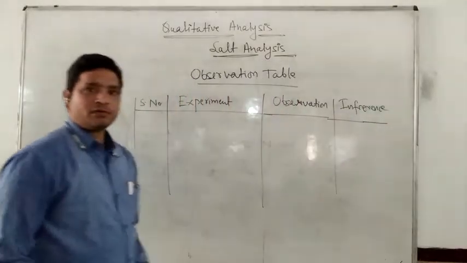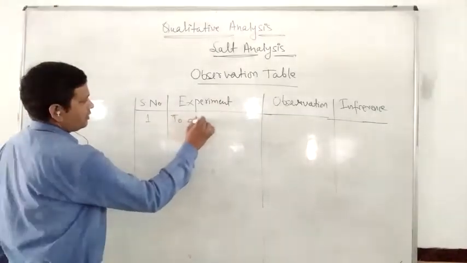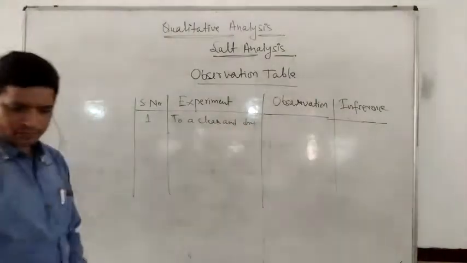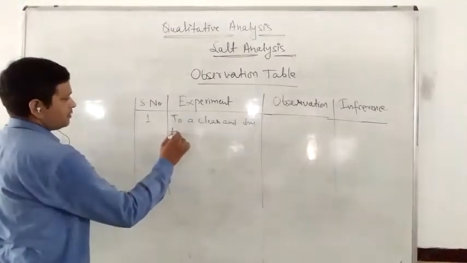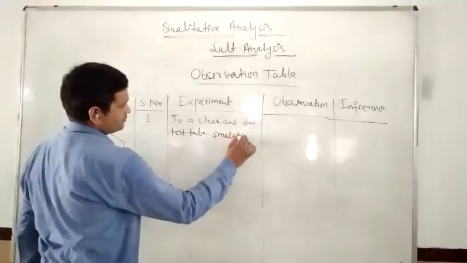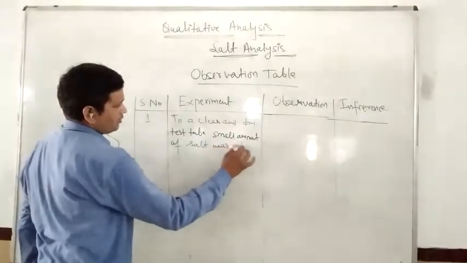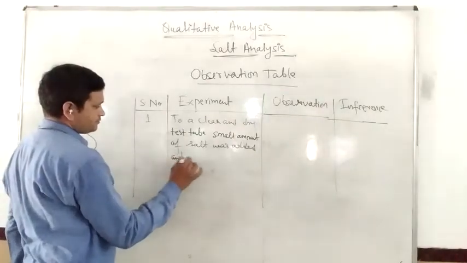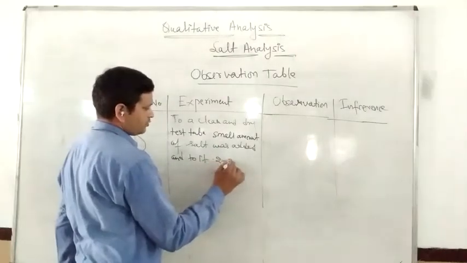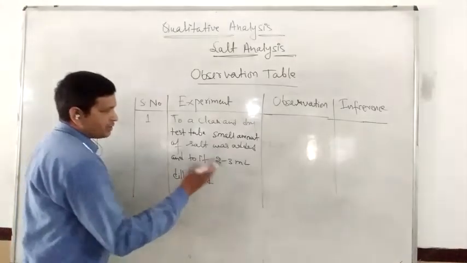So what we have done in the first experiment, we have taken a clean and dry test tube, a small amount of salt was added, and to it, not small, we can take 2 to 3 ml dilute sulfuric acid.